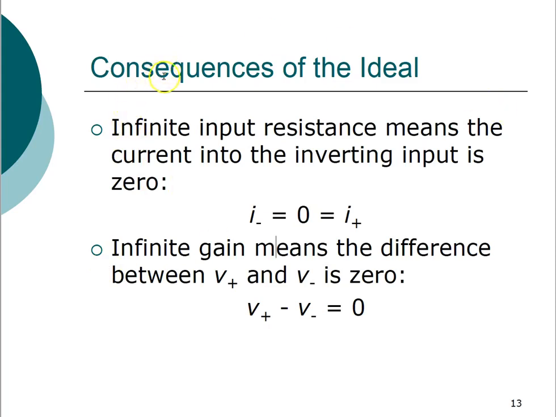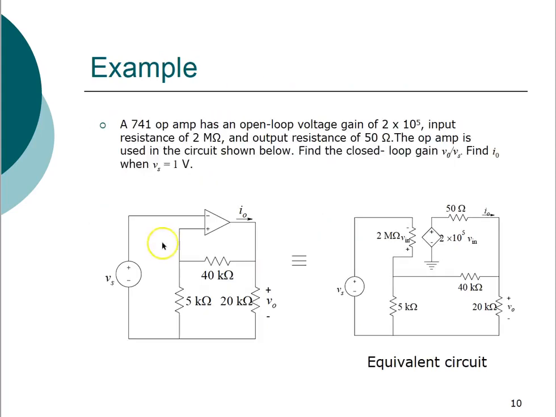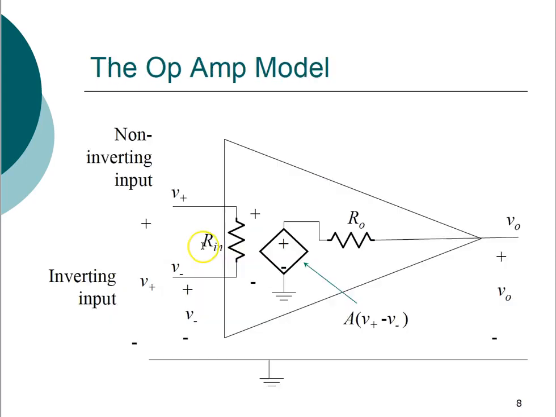Now next are the consequences of the ideal op-amp. Based on the first property, which says infinite input resistance, the current into the inverting input is 0. Because of the infinite input resistance, what will happen to the current going into the op-amp? Imagine if this resistance is infinite, there will be zero current going in, because this is infinite resistance, right? Resistance opposes the current. So if you have infinite resistance, then you will have zero current flowing in there.